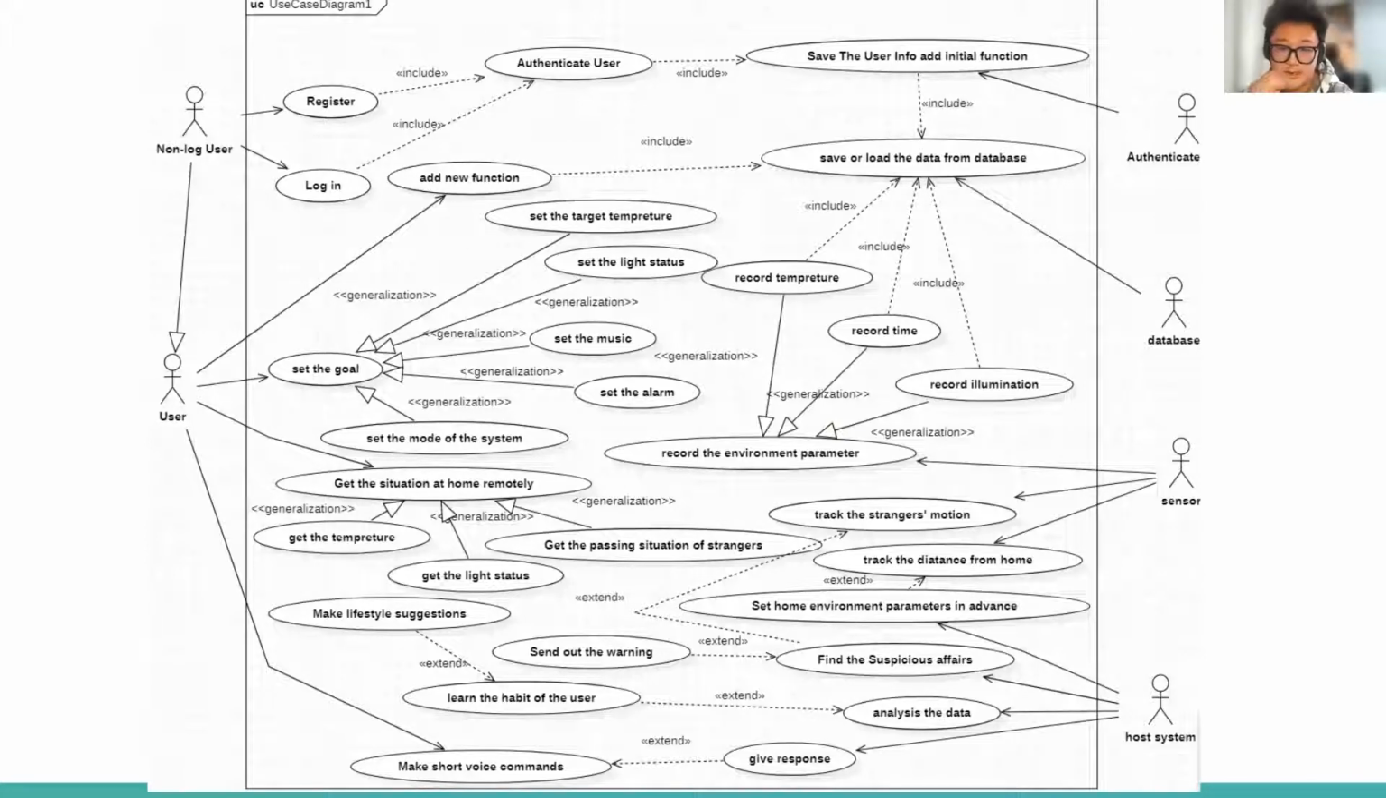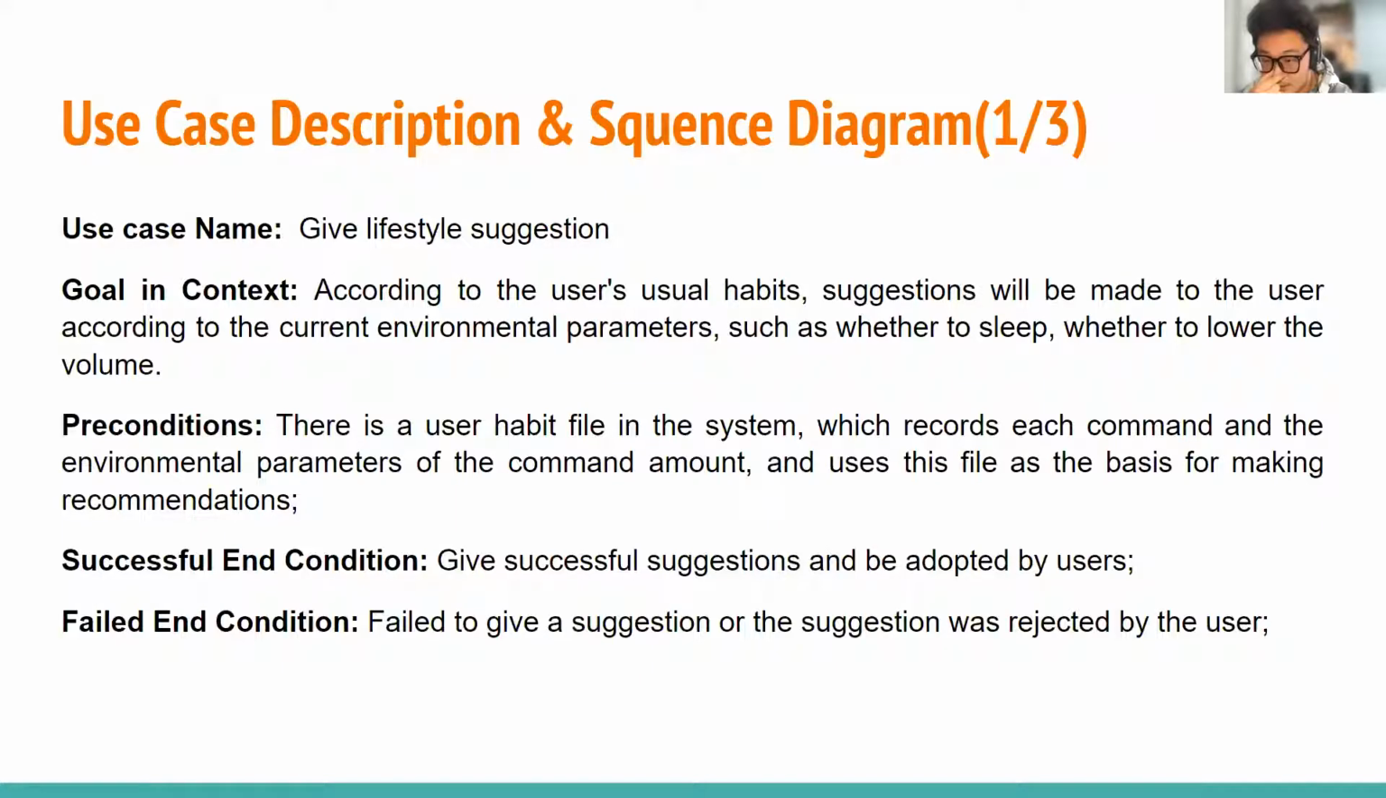Okay, then I will explain some use case description in the next slide. What I want to explain is lifestyle suggestion, which I think is quite an important use case. There will be a user habit file in the system, which records every command and environmental parameters of the command amount, and uses this file as the basis for making recommendations.